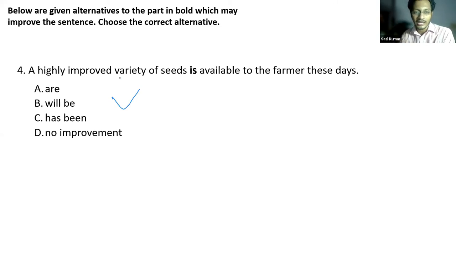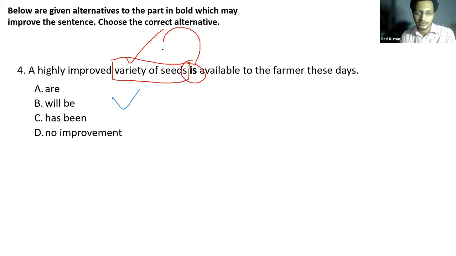Now tell me, variety of seeds, is this singular or plural? No, understand, we are talking about a variety. Our subject is variety. Therefore, it is singular. When I said the knowledge of students, is that singular or plural? Singular. The same way, the variety of seeds is singular, right? Therefore, this is perfectly in agreement with variety. Variety is our subject.